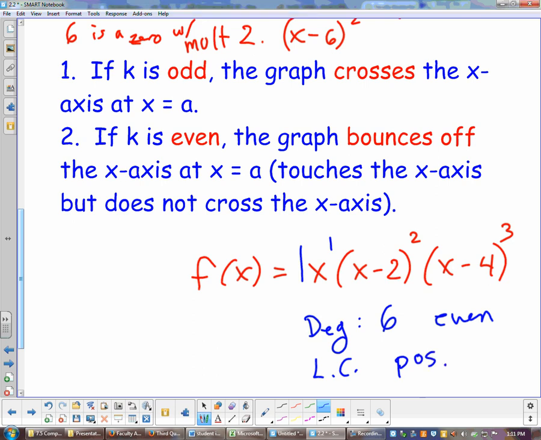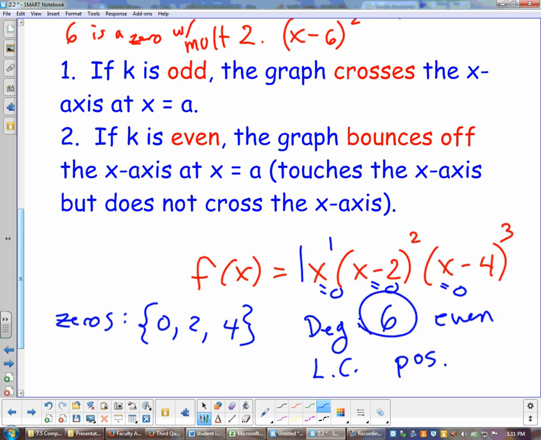And then what about the zeros of the function? It was the 0, 2, and 4. Do people agree? Oh, no. Well, you set these equal to 0, right? Okay, but if it's a degree 6, how many zeros should we have? There should be 6. So there's multiple zeros. All right, so I want to say 0, 2, 2, and then 4, 4, 4.